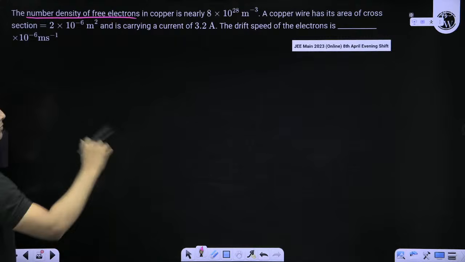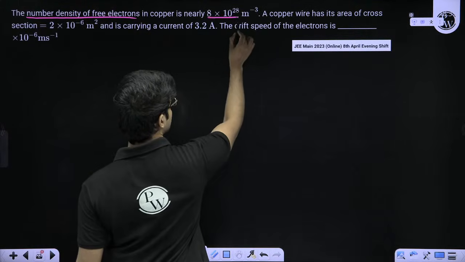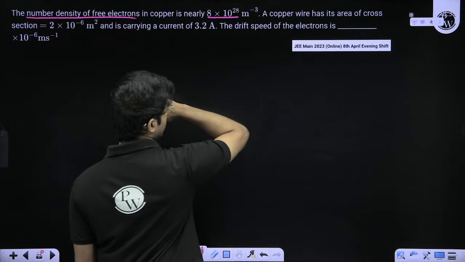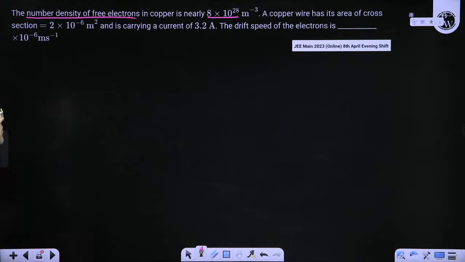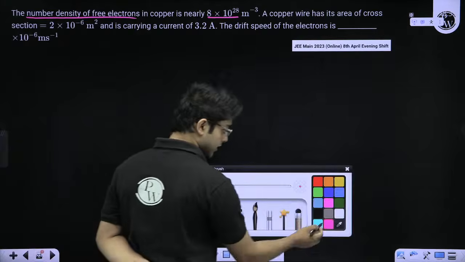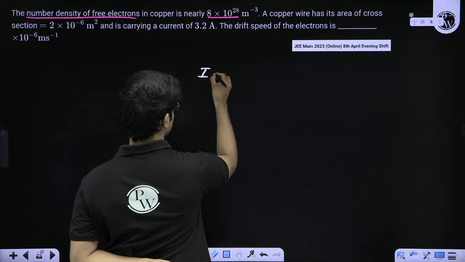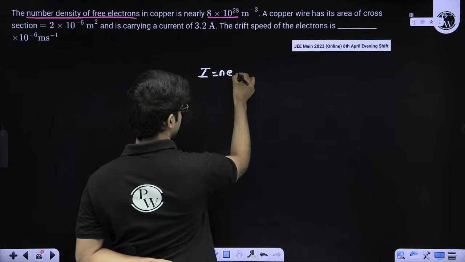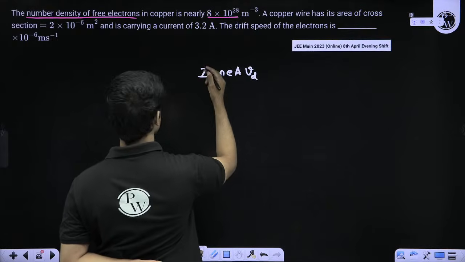That means the same thing. Okay, so there are nearly 8 into 10 power 28 electrons in a unit volume in copper. Then copper wire's area is given, current is given. So you guys can try this as homework, but it's simply an application of that formula, right? I equals NEA Vd. So everything is given basically.